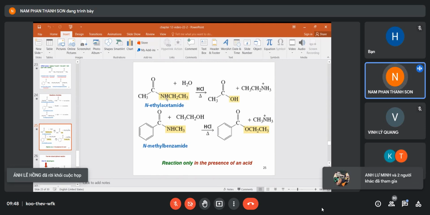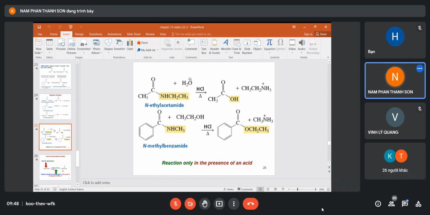If this is ester, then we have carboxylic acid and alcohol. If this is amide, then you have amine here. The only difference is for ester, you can carry out the hydrolysis at low temperature, room temperature. But for the amide, you have to heat it up to high temperature.